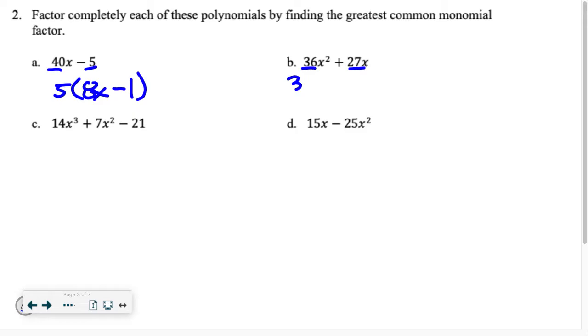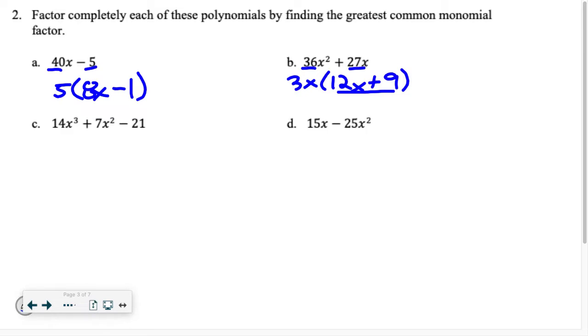Okay? X squared and x, they both have a single x in them. So I'm going to take out an x out of both of those. So 36x squared, if I take out a 3x, is going to be left with 12x. 27x taken out of 3x is going to be left with 9. Well, when I look at my resulting binomial here, I'm going to notice I can actually take more out of that. 12x and 9 can both take a 3 out of that one.